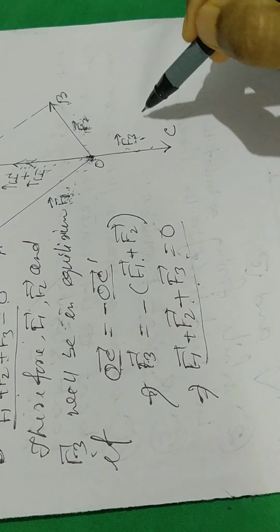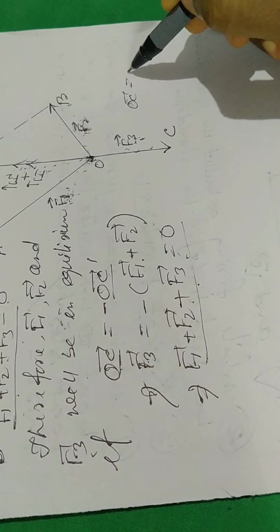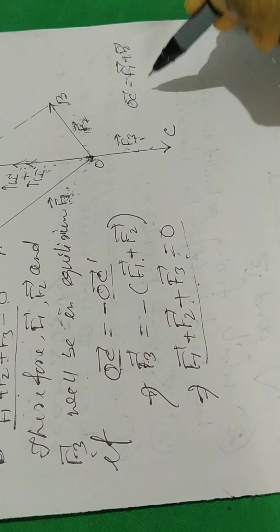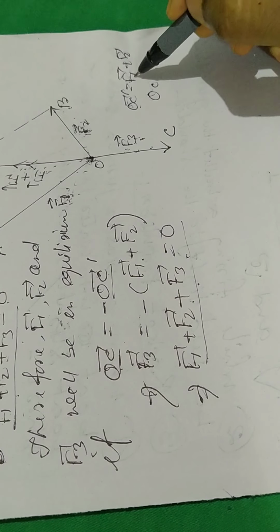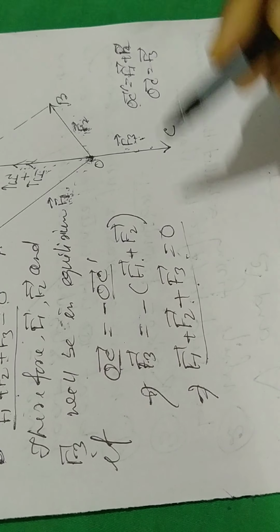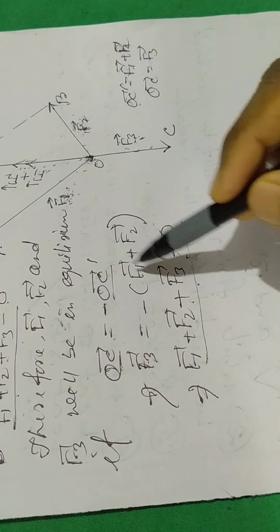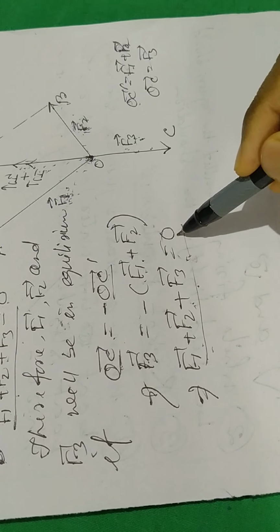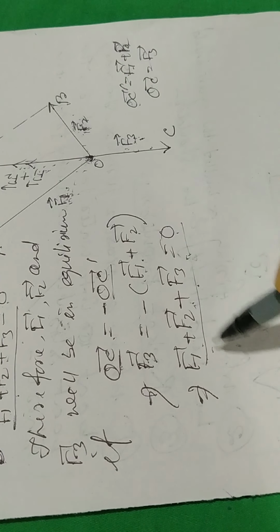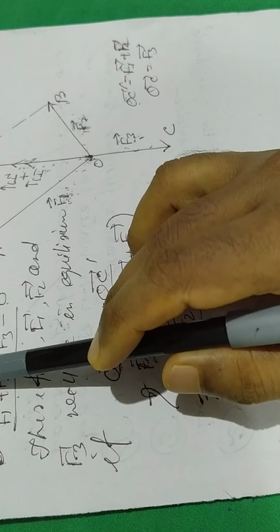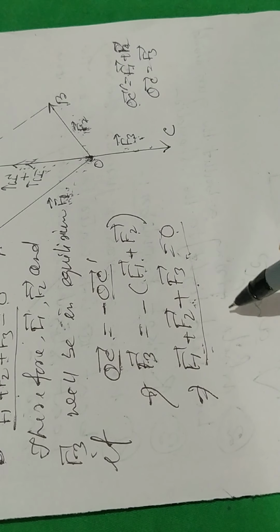Here OC dash is F1 plus F2, and OC is F3. So OC equals minus OC dash means F3 equals minus (F1 plus F2). Bring to the left side: F1 plus F2 plus F3 equal to 0. So the vector sum of these three forces is 0. That is why this is called equilibrium of concurrent forces.